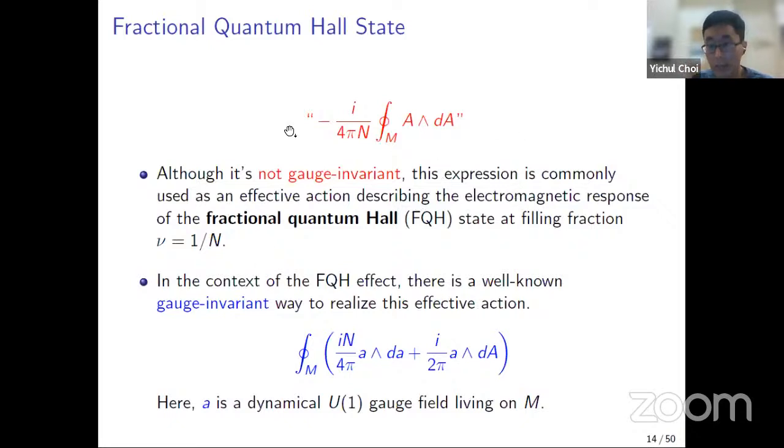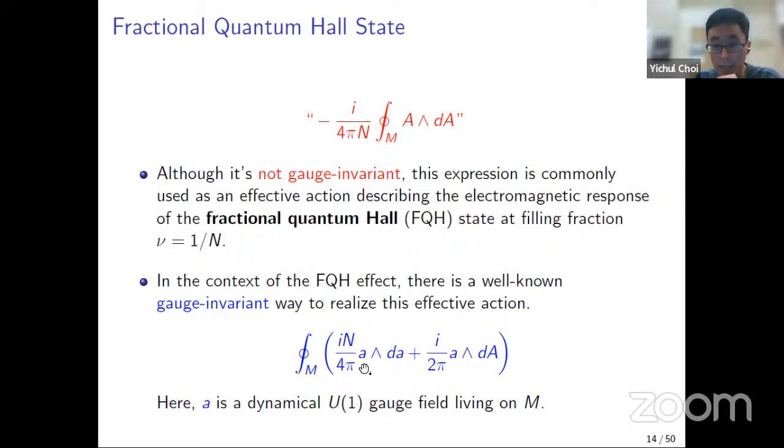So let's make a slight detour and take a closer look at this non-gauge invariant action. Although this red expression is not gauge invariant, it is commonly used as an effective action describing the fractional quantum Hall state at filling fraction 1 over n. And in the context of the fractional quantum Hall state, there is a well-known, more precise gauge invariant way to express it. And this is this blue expression.